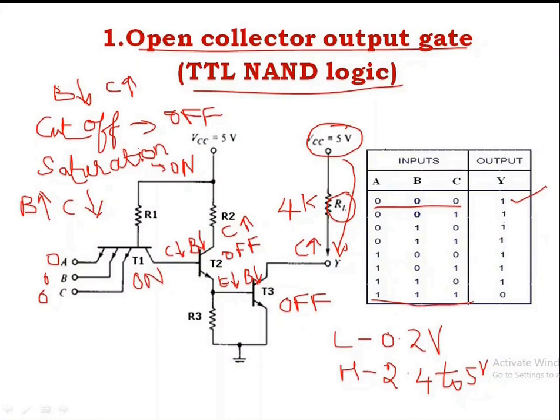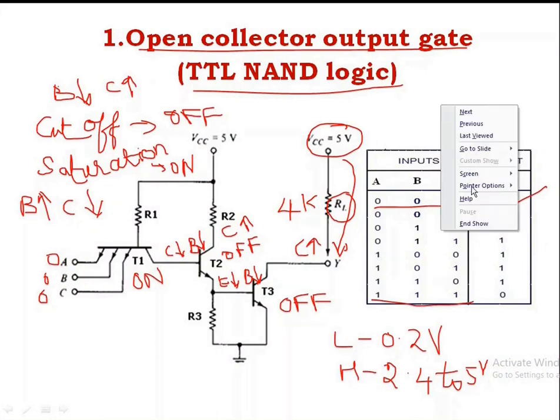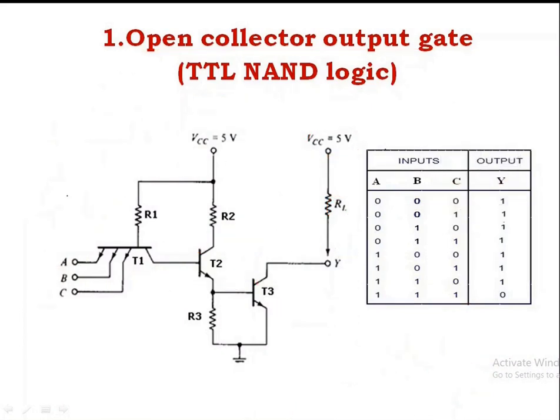Now we'll check all the inputs as high. I'm keeping all these inputs as high. So at least one emitter value should be 0. Yeah. So here all are high.